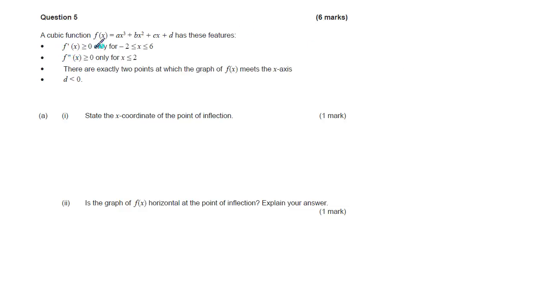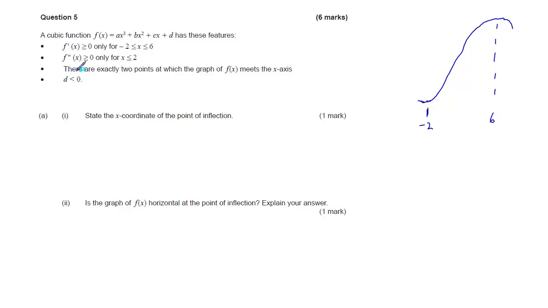We've got a cubic function f of x is ax cubed plus bx squared plus cx plus d, and we're given the following features. f dashed of x, so that's the gradient function, is positive only if x is between -2 and 6. So that tells me there must be a minimum going up to a maximum, and that the minimum occurs at -2 and the maximum occurs at 6.